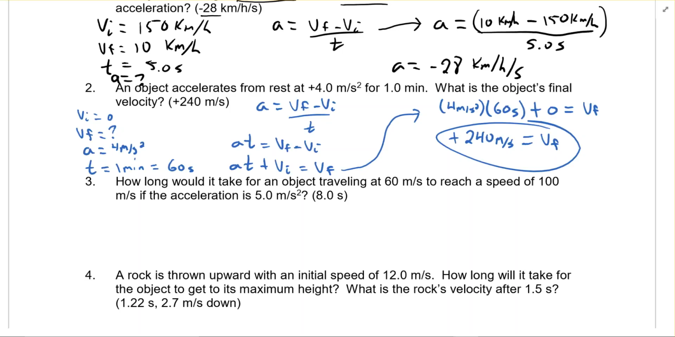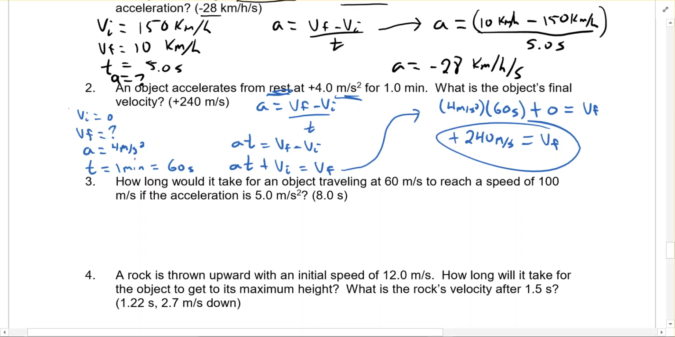All right, so for number 2, it says an object accelerates from rest. That's telling you info, right? From rest, that's 0. At 4 meters per second squared. As soon as you see that meters per second squared, that's the acceleration, for 1 minute. What is the object's final velocity?